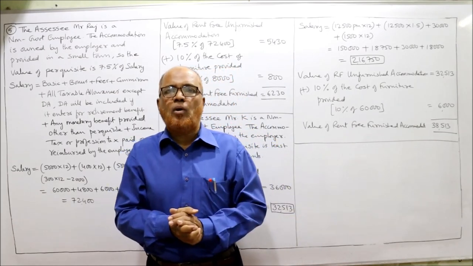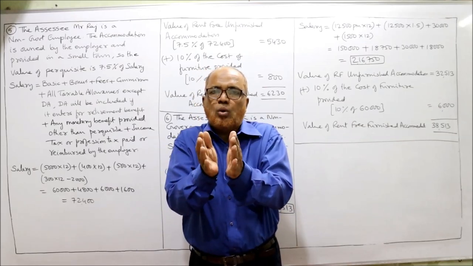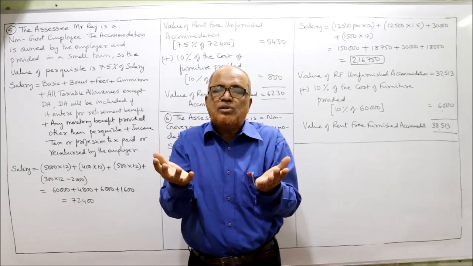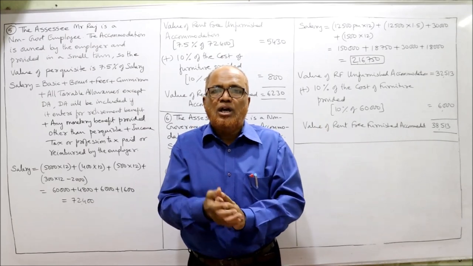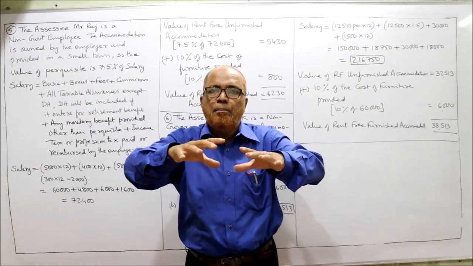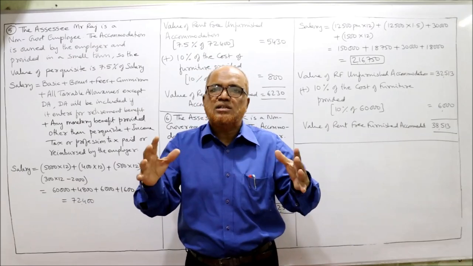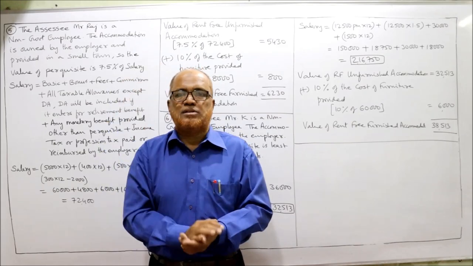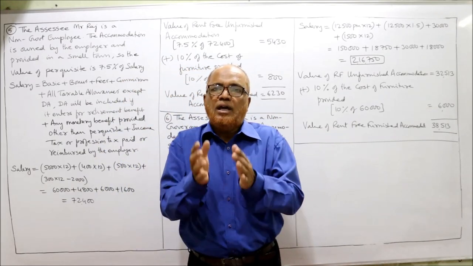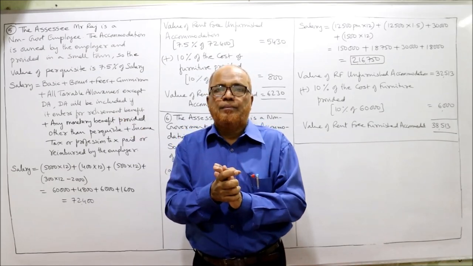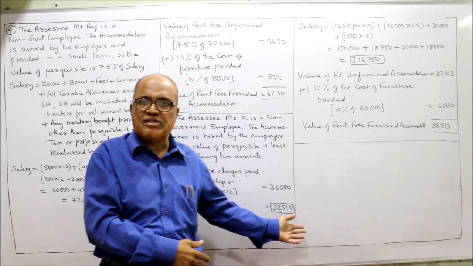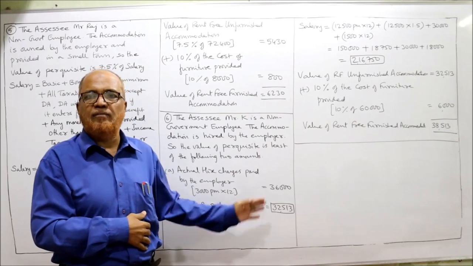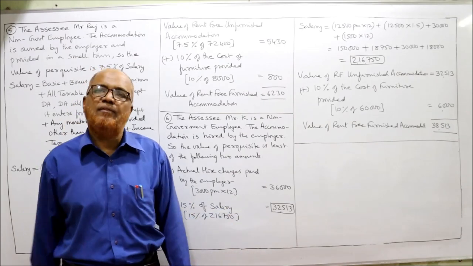For non-government employee, we have to see whether the accommodation is owned or hired. If the accommodation is owned by the employer, then we have to see the city, small, medium, large. Small city is 7.5% of salary, medium city 10% of salary, large city 15% of salary. These three rates are given, 7.5%, 10%, 15%, if the accommodation is owned by the employer. If the accommodation is hired by the employer, then least of the following two is the value of the perquisite. Just now we have seen actual rent paid by the employer, or 15% of salary, whichever is least, that is the value of rent-free unfurnished accommodation.